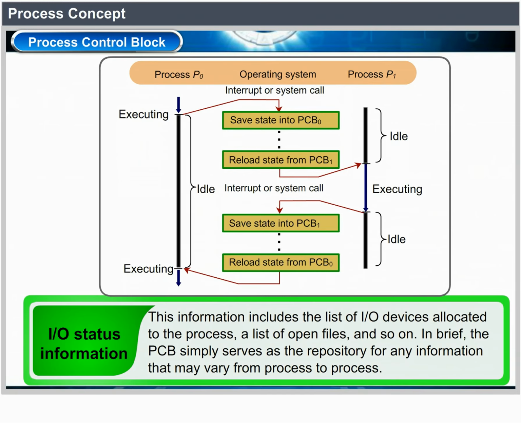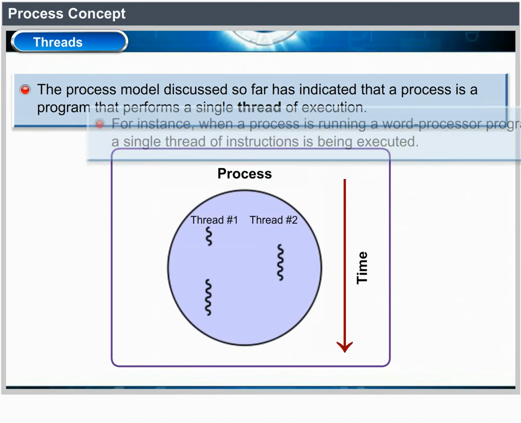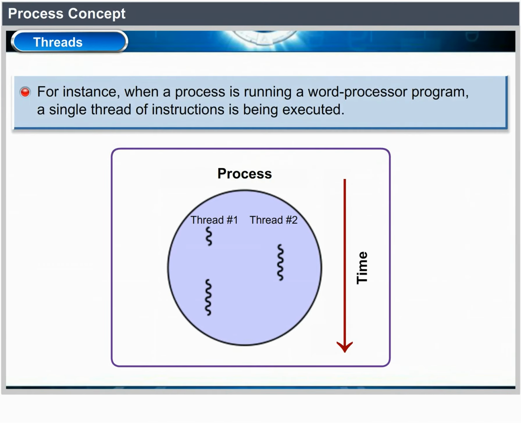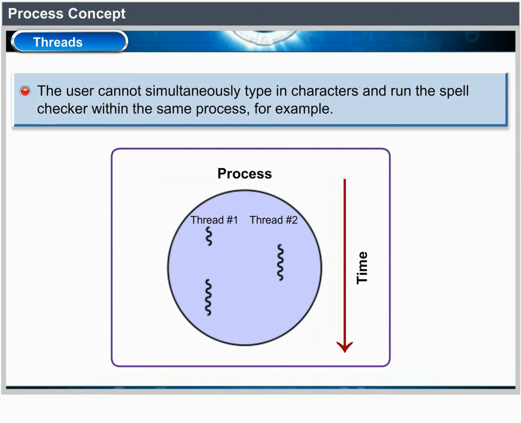Threads. The process model discussed so far has implied that a process is a program that performs a single thread of execution. For example, when a process is running a word processor program, a single thread of instructions is being executed. The single thread of control allows the process to perform only one task at a time. The user cannot simultaneously type in characters or run the spell checker within the same process, for example.